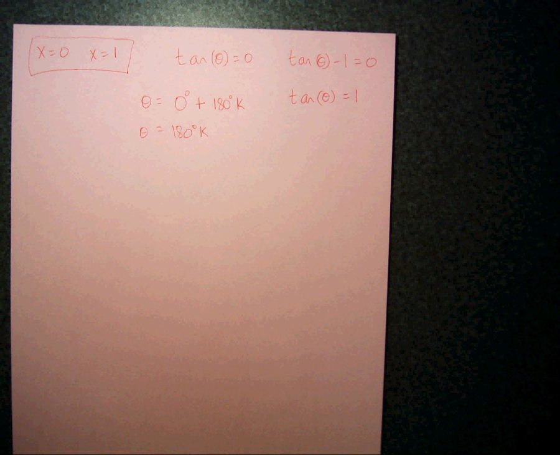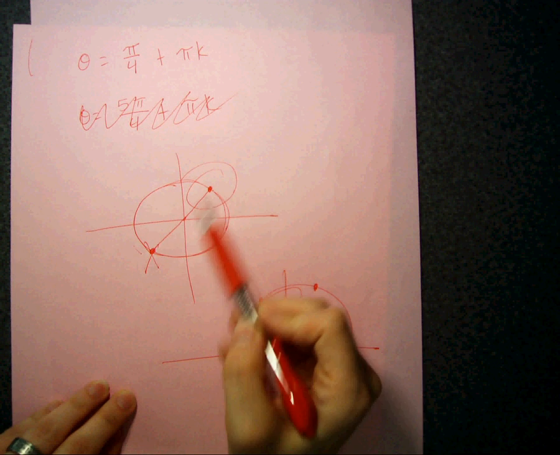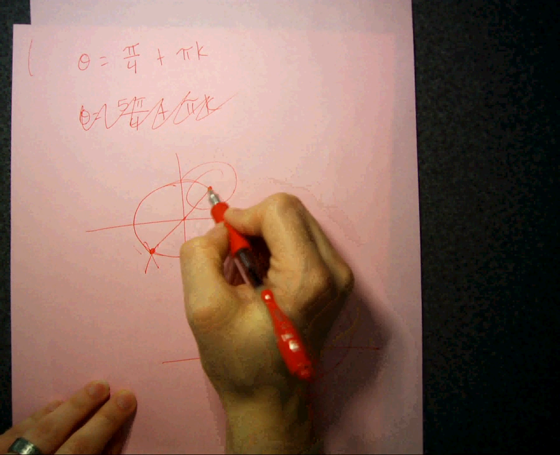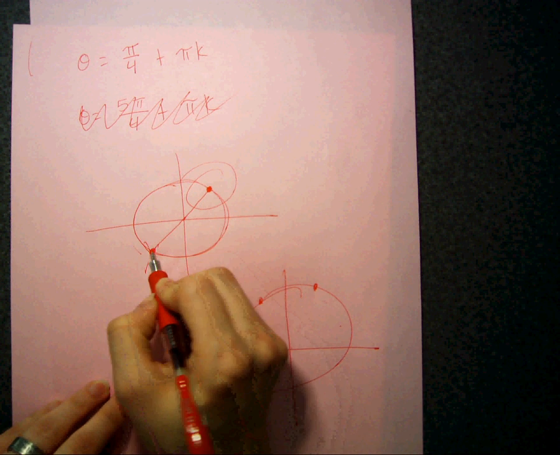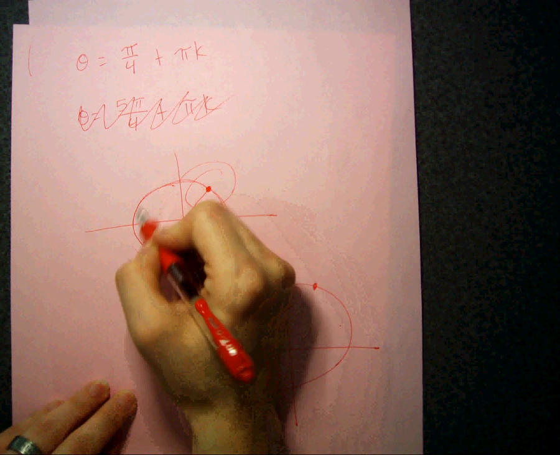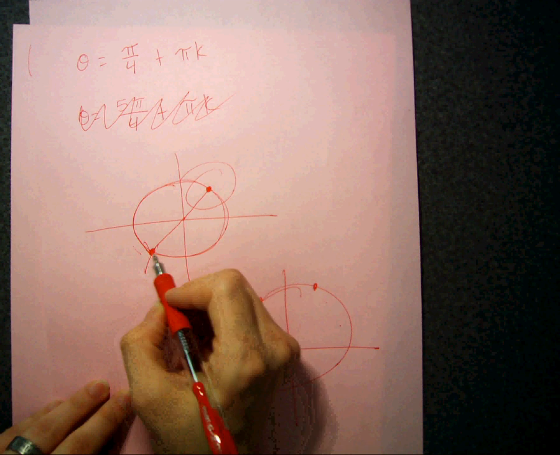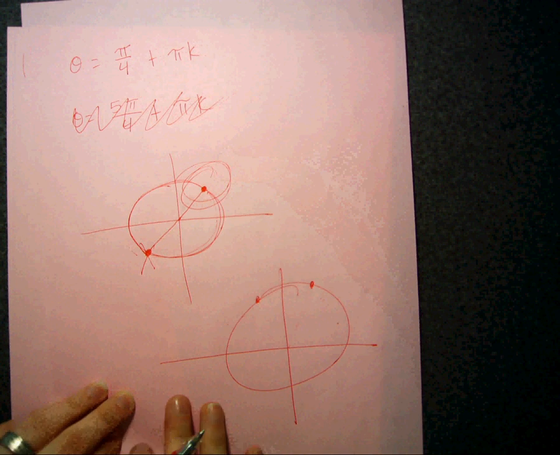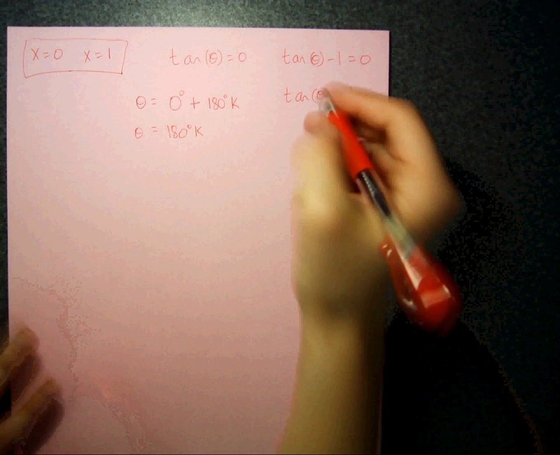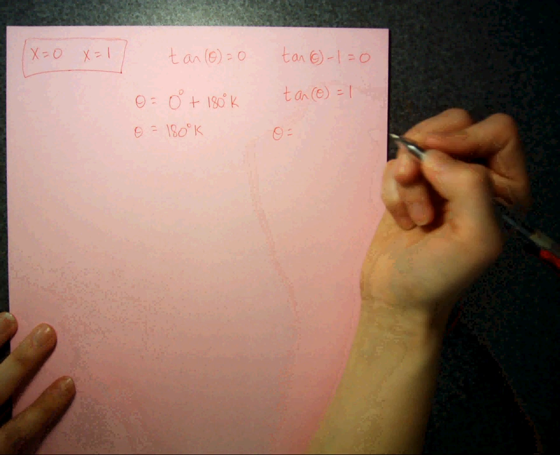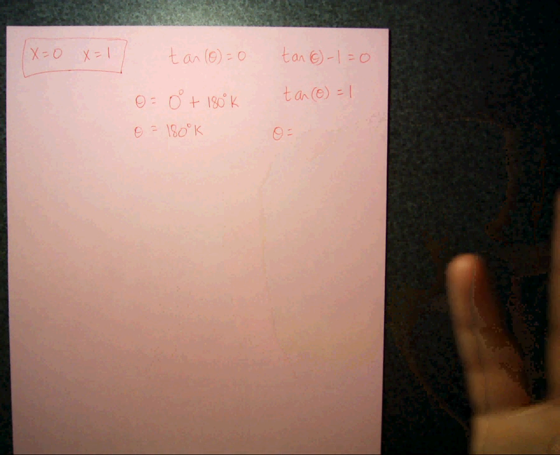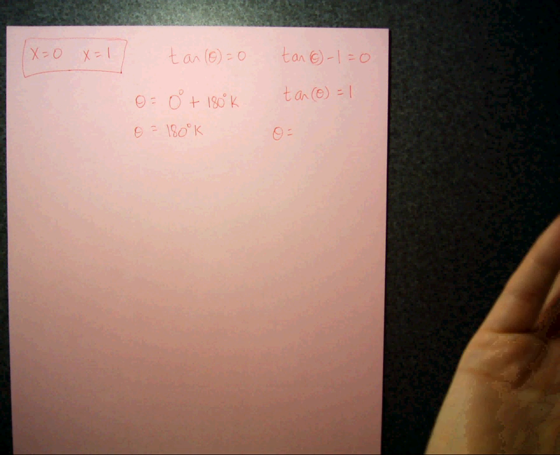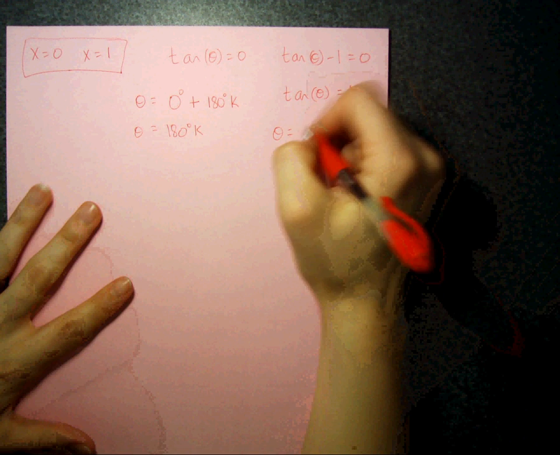Pi over 4, 5 pi over 4. What's the distance from pi over 4 to 5 pi over 4? Pi, and then from 5 pi over 4 back to pi over 4? Pi, right there, equidistant. This is pi over 4, this is 5 pi over 4. The distance from the first to the second is pi. Distance from the second to the first is pi. So I only need that first one in my solution.